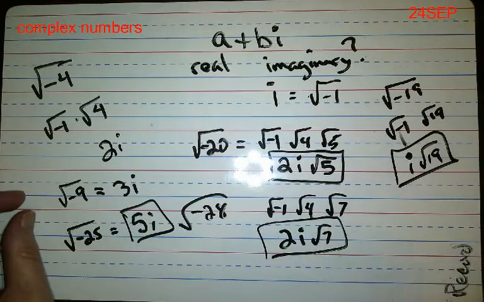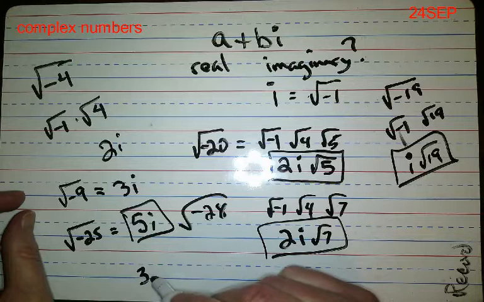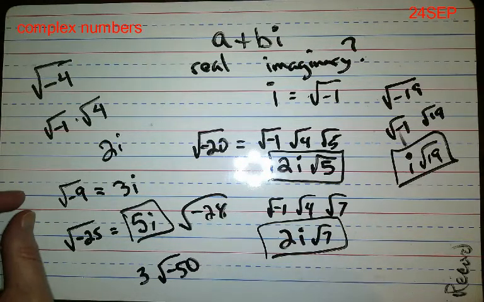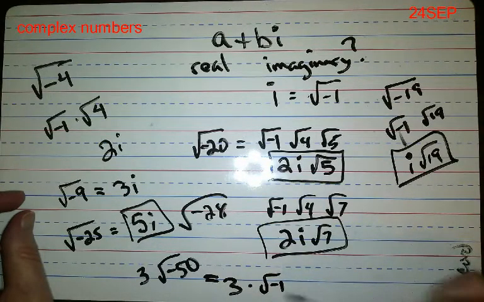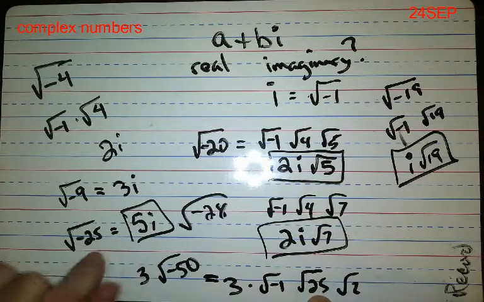Let's try one more that we have to break down. Let's try something like 3 times the square root of -50. Okay? Well, let's go. I know that's 3 times the square root of -1, because that makes that. And then 50 is 25 times 2. Yes? Yes. Okay. So we know this is 5i, right?